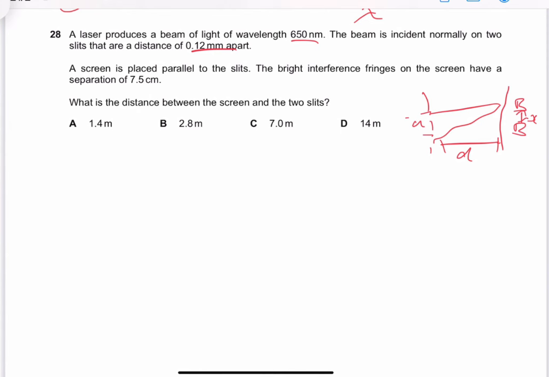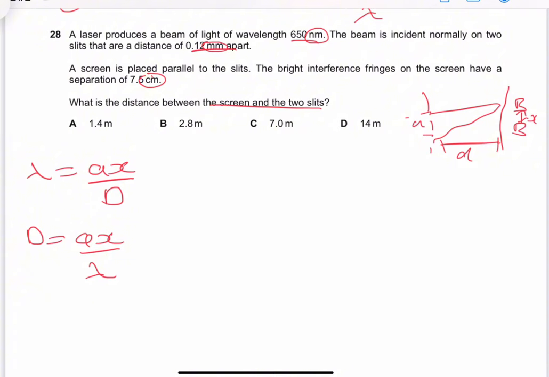We know that lambda is equivalent to ax over D, very important fact. And we want to find the distance between the screen and the two slits, which is the value of D. So D is equal to ax over lambda. So do we have a, do we have x, do we have lambda? If you substitute them, you get the value of D. But important for you to remember, the unit conversions are very important. They must all be in meters for everything to make sense.